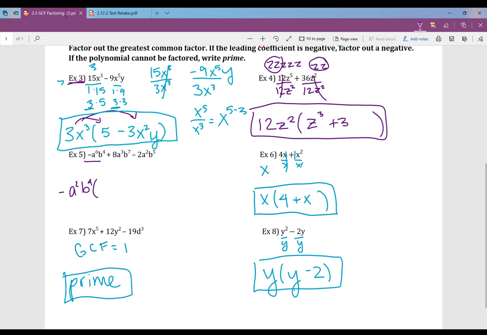So again, we're going to divide out our GCF. Negative 1 divided by negative 1 is going to cancel out to be 1. A to the 6th divided by a squared, that's a to the 4th, because we subtract our exponents. B to the 4th divided by b to the 4th cancels out to be 1. Okay, and then we have 8a cubed b to the 7th divided by our GCF. 8 divided by negative 1 is going to give us negative 8. A cubed divided by a squared is going to give us a. B to the 7th divided by b to the 4th, b cubed.